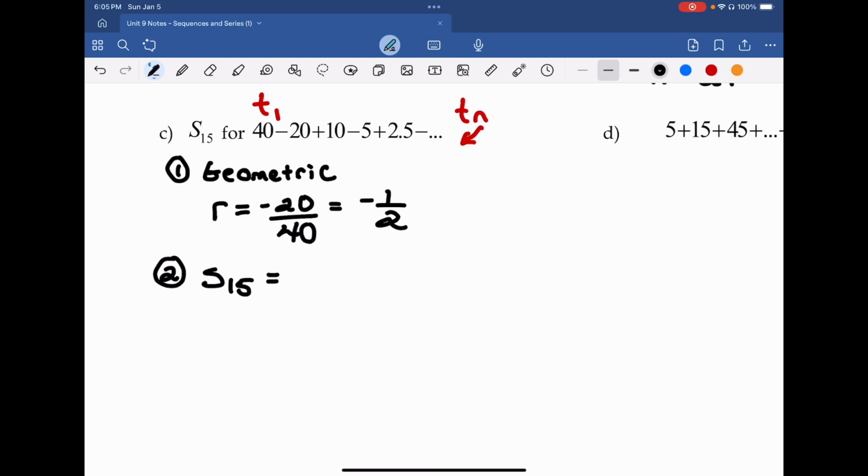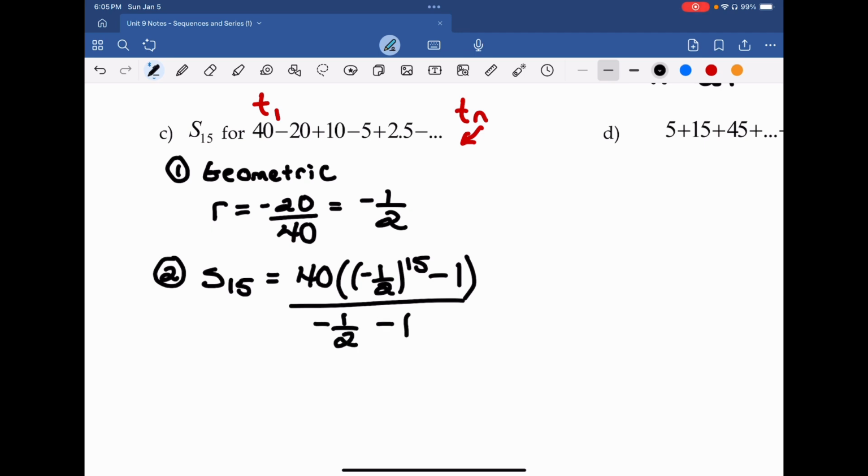S15 is equal to, in the very front, we put T1. So we could put our 40 here, bracket. In the brackets, we're going to put our common ratio, negative 1/2, raised to the power of that n value, which is 15, minus 1, close the bracket. In the denominator, we're going to take the r value, which is negative 1/2, and subtract 1.